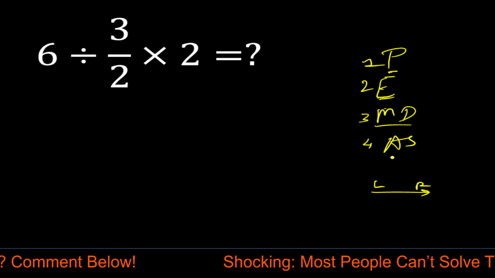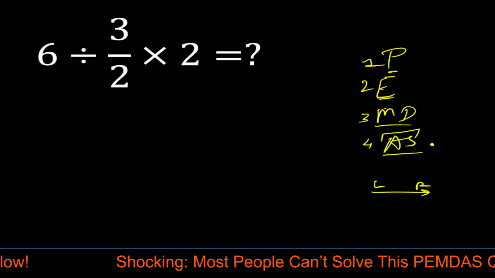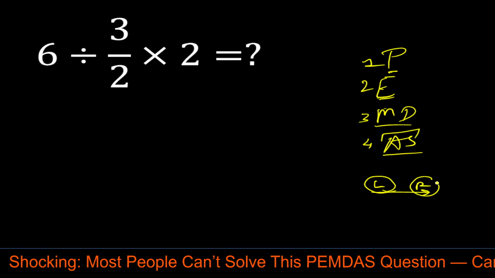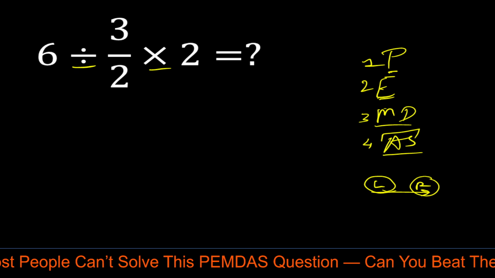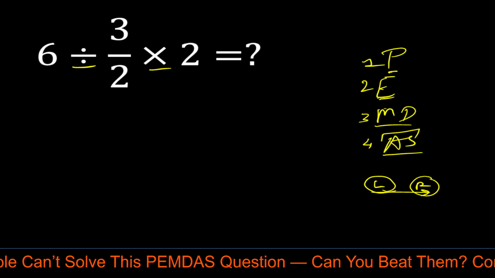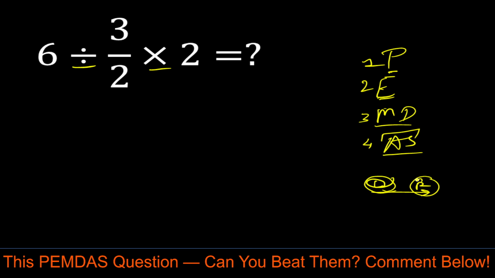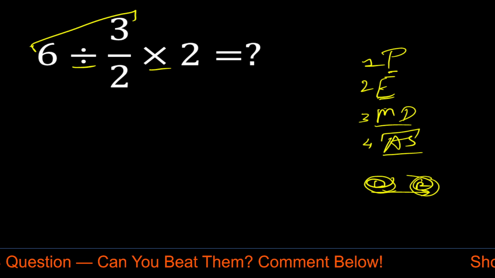Then fourth and last priority is addition and subtraction. Also addition and subtraction both have equal priority, so we have to solve it from left to right. So in this question, here we have division, here multiplication, and both have equal priority, so we have to solve it from left to right. So first we have to solve this division, right?